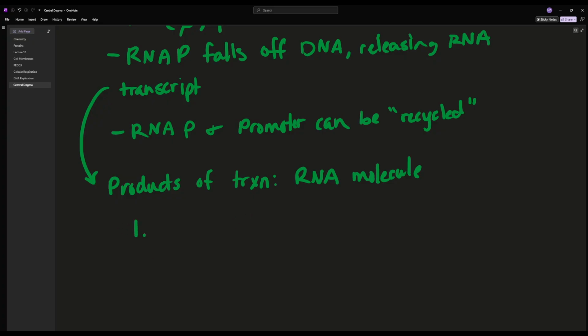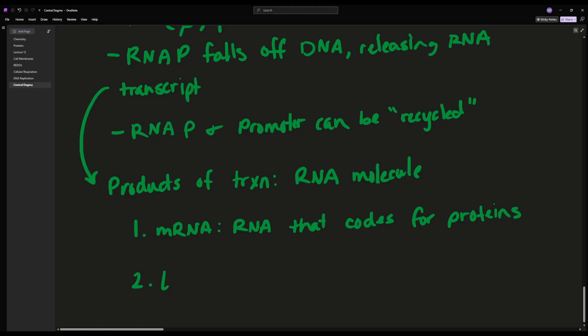Okay? So our first type we're going to talk about is our messenger RNA, or mRNA. This is RNA that codes for proteins. In other words, its nucleotide sequence corresponds to an amino acid sequence.